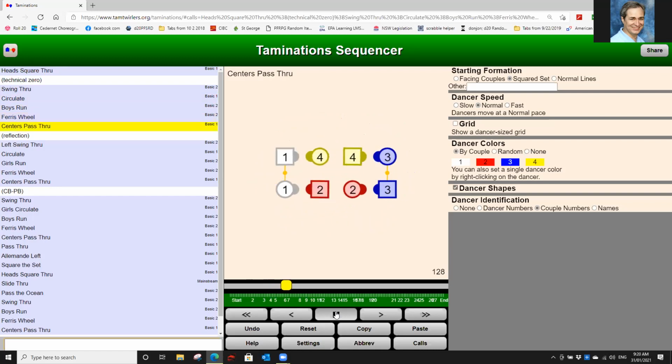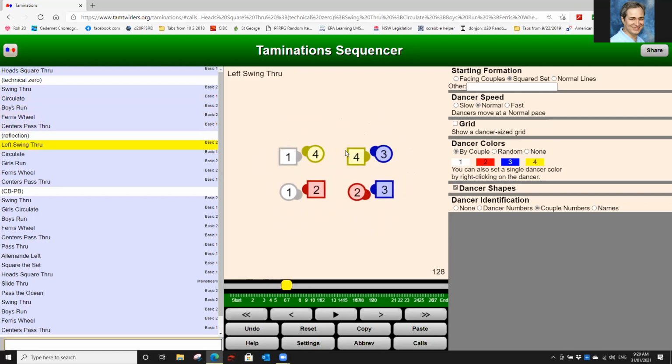centers pass through. And notice what's happened. When we started, the sides were the paired couple on the outside, but now the heads are the paired couple on the inside. And that is a role reversal for the heads and sides. So the heads are now operating as the paired couple and the sides are operating as the unpaired couple. It's also an inversion in the fact that the ones that were on the end before are now in the center and vice versa. Okay.